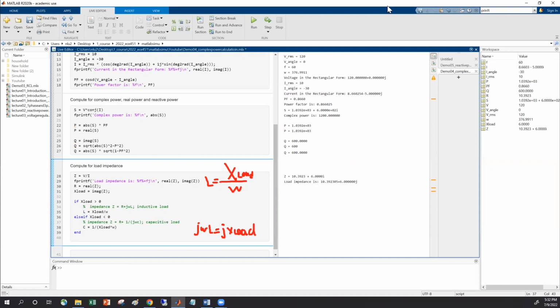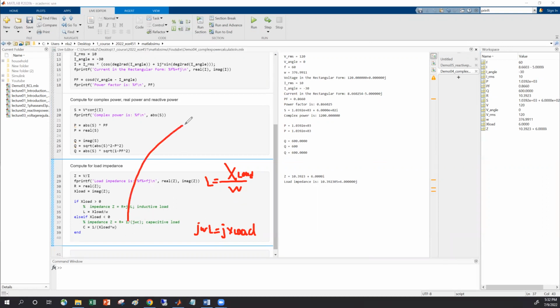So I can use this value, because if I show you how this is the case, 1 over j omega C equals X load. So C equals 1 divided by X load times omega. Okay. So this is how this is computed. Okay. And then this is how this is computed.